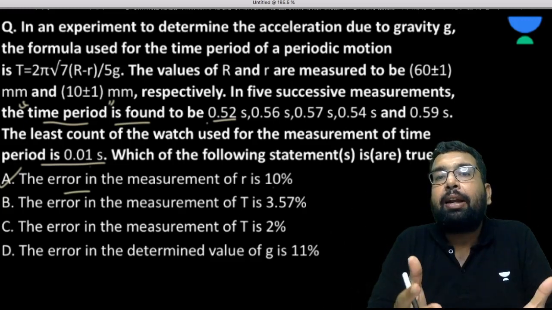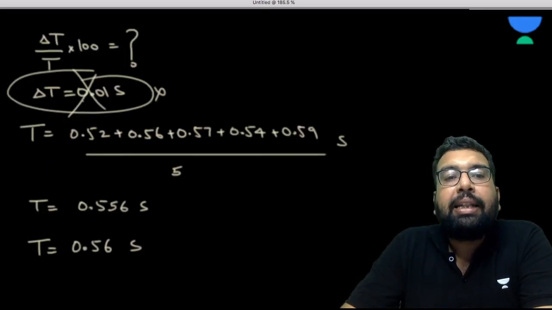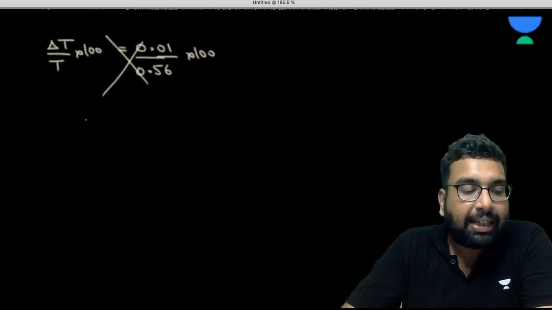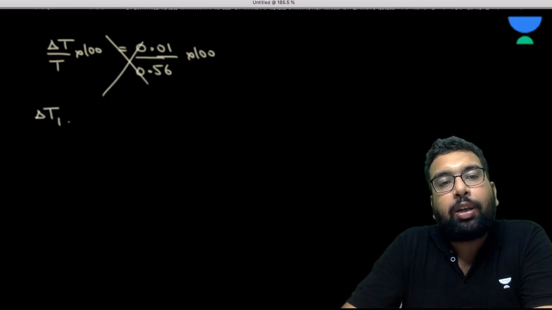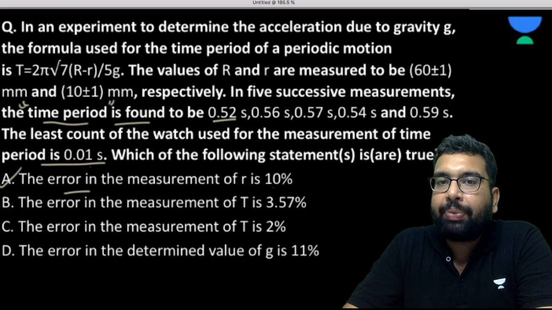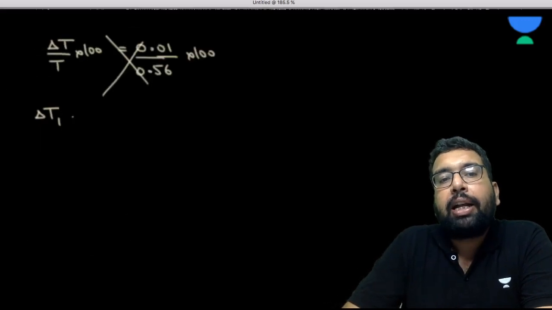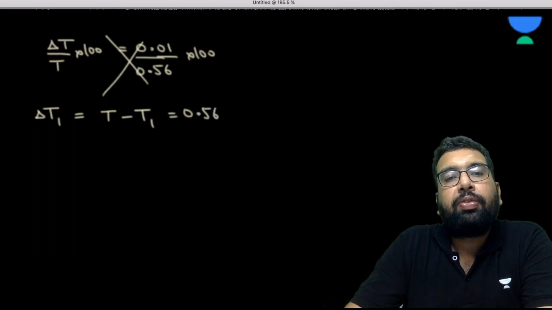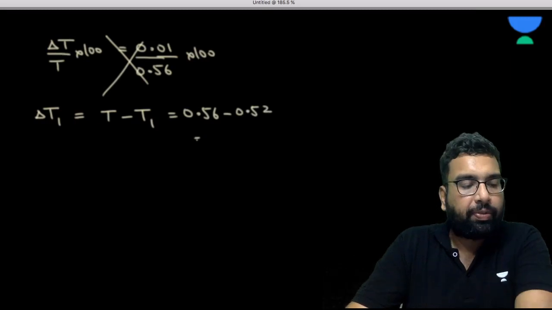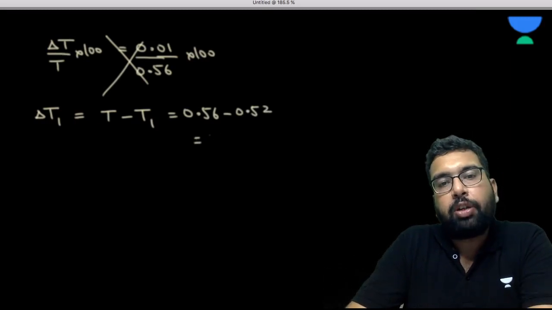But what is the mean error? Because when we are using this delta t, this delta t is the mean error, right? So we have to get the delta t also. First of all, this is the least count, so it is the error in each of these measurements. Now what is the cumulative error? So delta t1 is going to be t minus t1. T is 0.56 second, and the first measurement is 0.52. So 0.56 minus 0.52 is going to be 0.04, right?